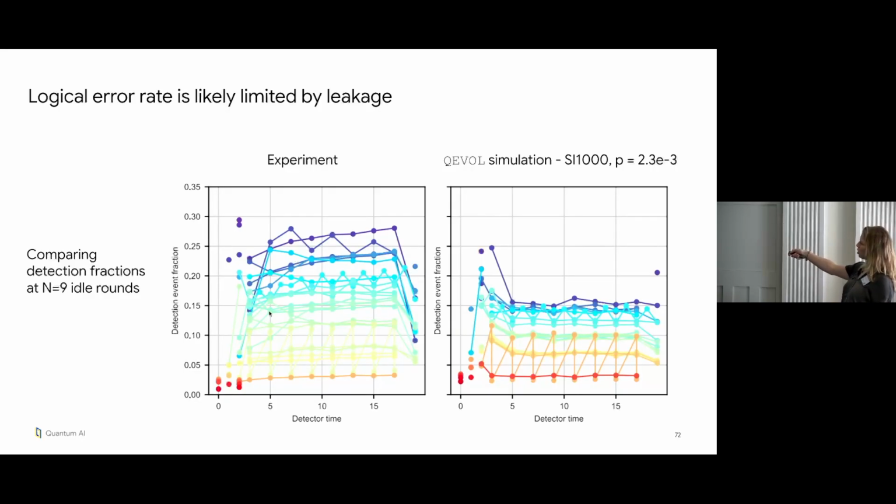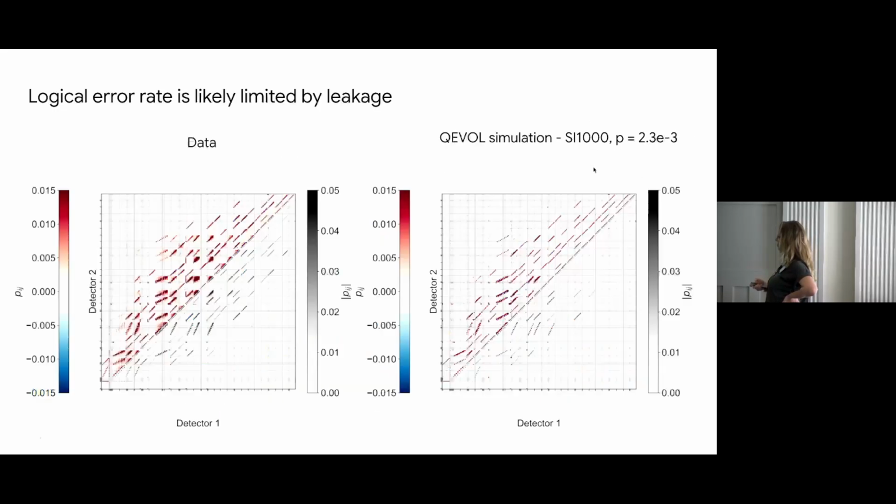And you can see in experiment that they shift up slowly over time. This is a sign of some kind of correlated error. Population leakage is a correlated error in time because the excited state population is long-lived. And this effect does not show up in simulation, where we only include depolarizing noise.